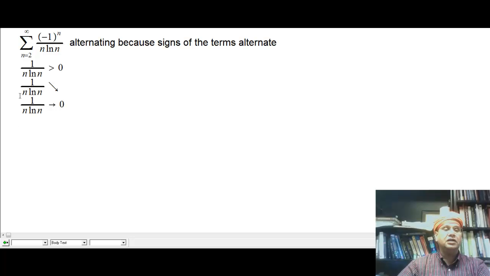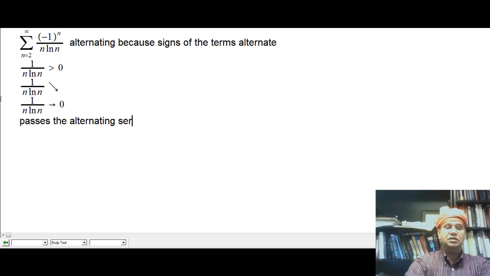First of all, I cannot plug 1 in here because then this will become 0. That's why we started at 2. Okay, very nice. All right. So this is the alternating series test. We use these requirements, so it passes the alternating series test, so it is convergent, right?